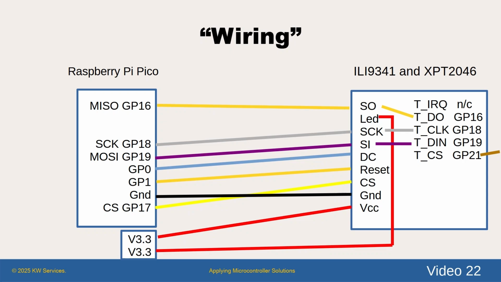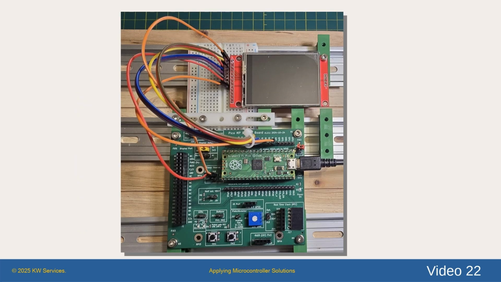We look at the XPT2046 test file to see pin definitions for touch. We use the same SPI 0 hardware-based pins and a different pin for the CS or chip select pin. Here is a picture showing the connections.